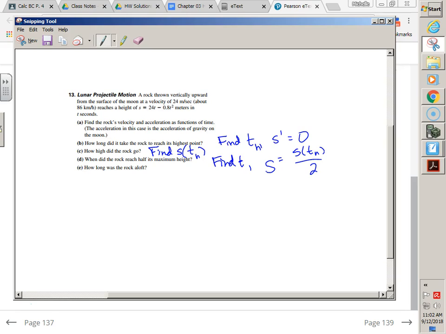But aren't you going to have to find how high to set S equal to find T? We'll get there. Hold on. I'm coming back. I'm just getting all of them worked out. Find how long the rock was aloft. Find T such that... When does the rock stop being aloft? When what hits 0? Position. Good.